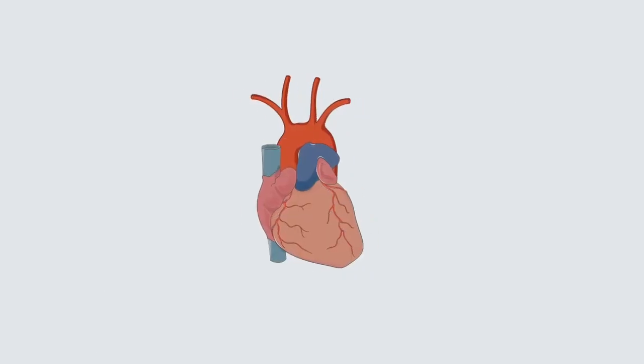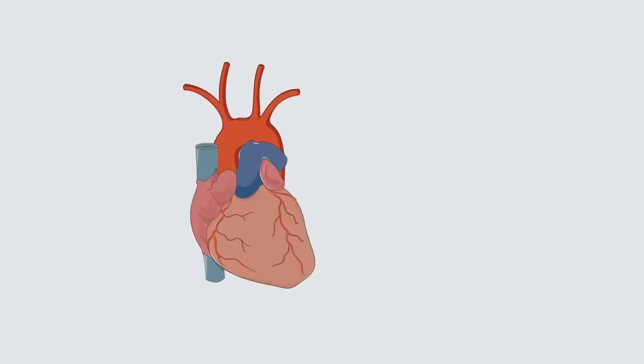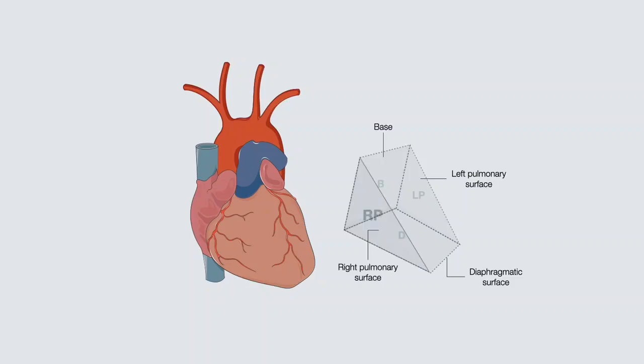When looking at the heart, firstly it is important to note the different surfaces. Inferiorly is the diaphragmatic surface, as it is in contact with the diaphragm. Laterally is the left pulmonary surface, which is in contact with the left lung. Posteriorly is the base of the heart. This is the right pulmonary surface. And lastly, the anterior surface of the heart.